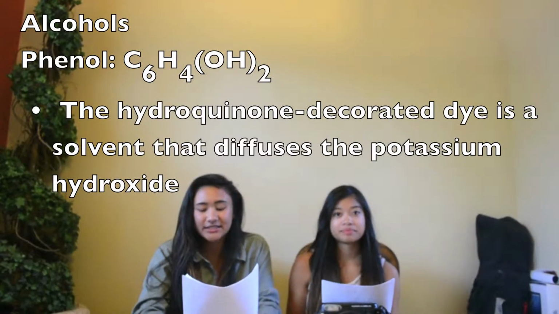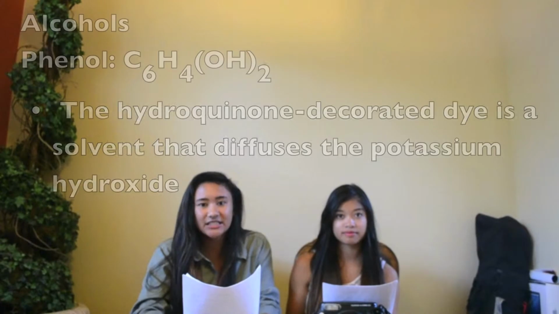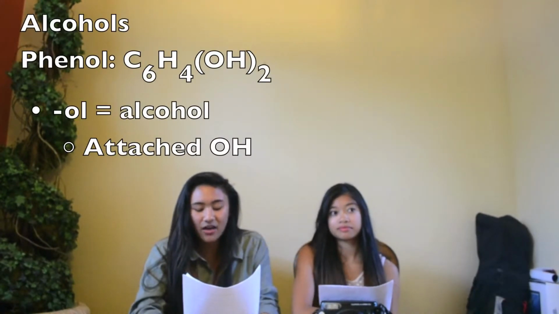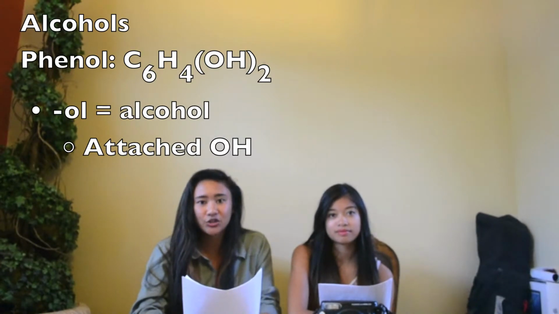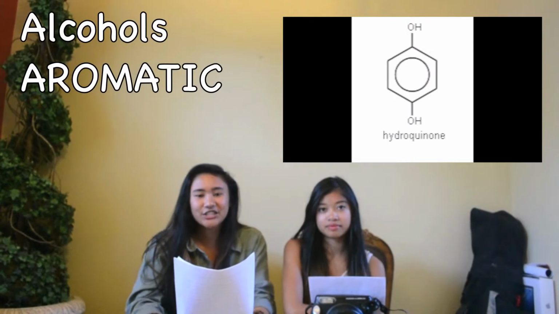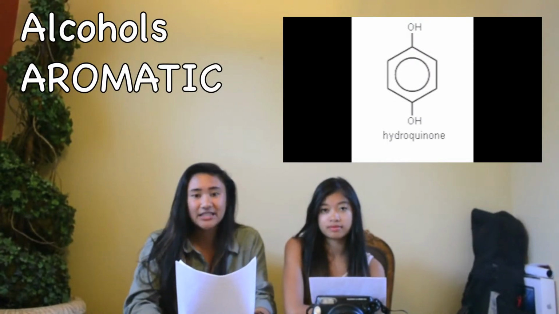A hydroquinone dye is a solvent that diffuses a potassium hydroxide. This is its solute. That dye is an alcohol called phenol. It's an alcohol because it has an attached alcohol functional group in its molecular formula. In the complete structure, it shows how it's aromatic. This means that most of the double bonds are presented in its circular structure.